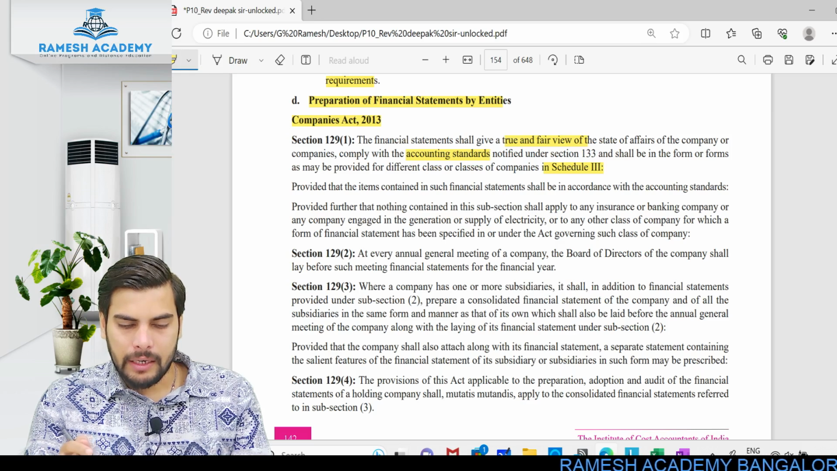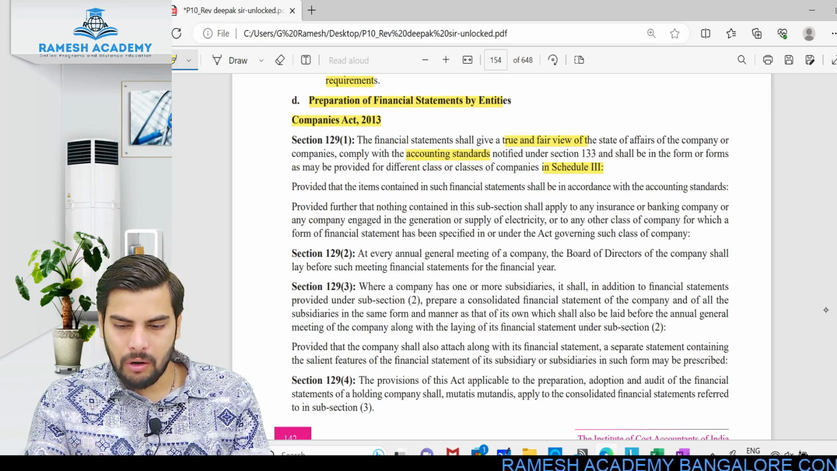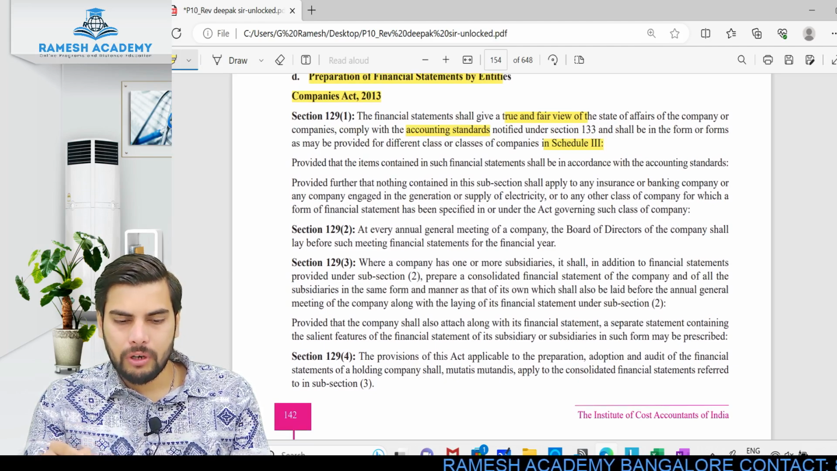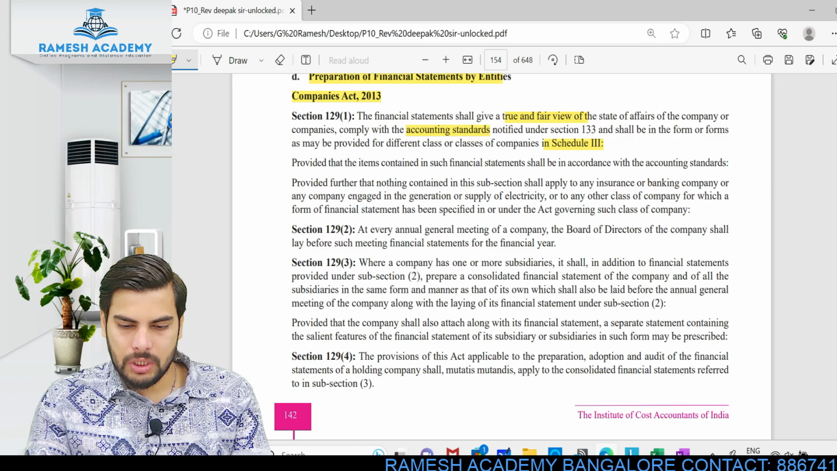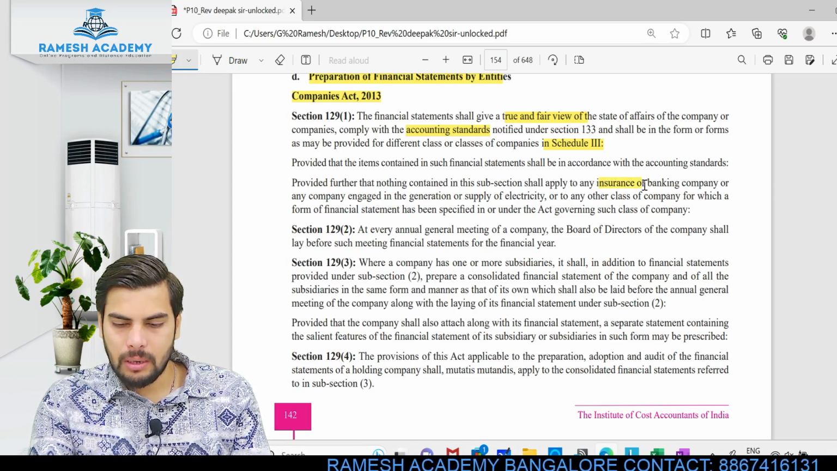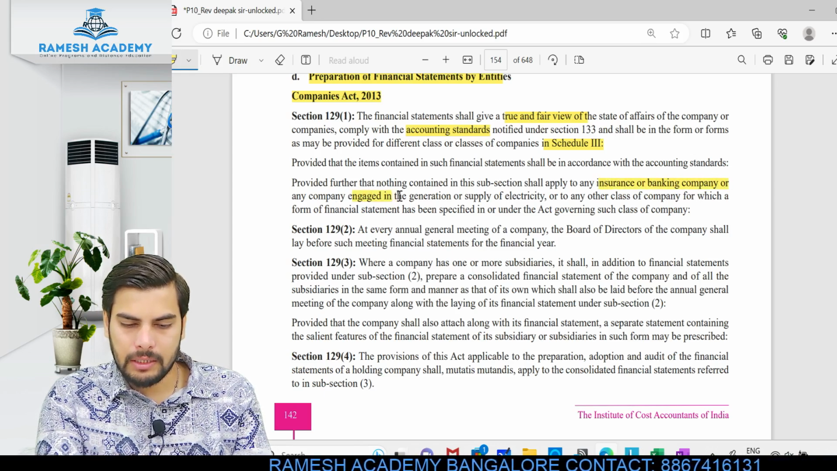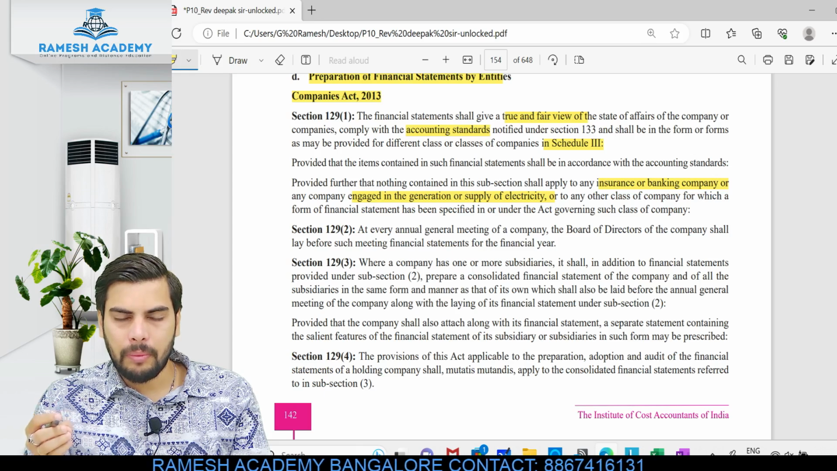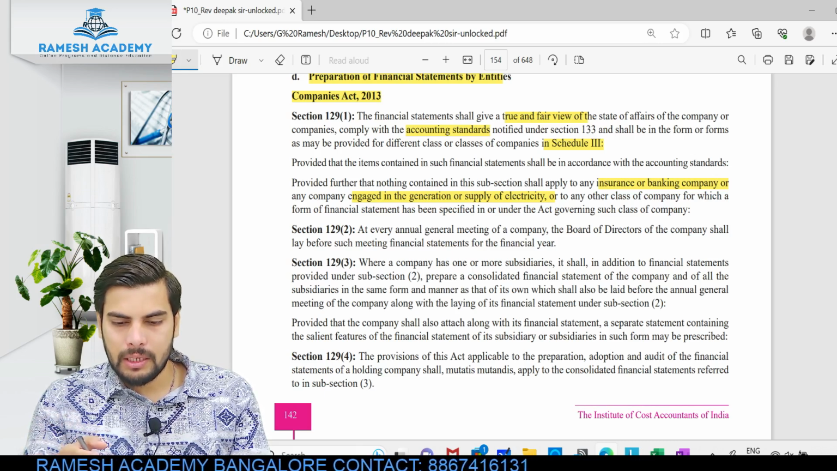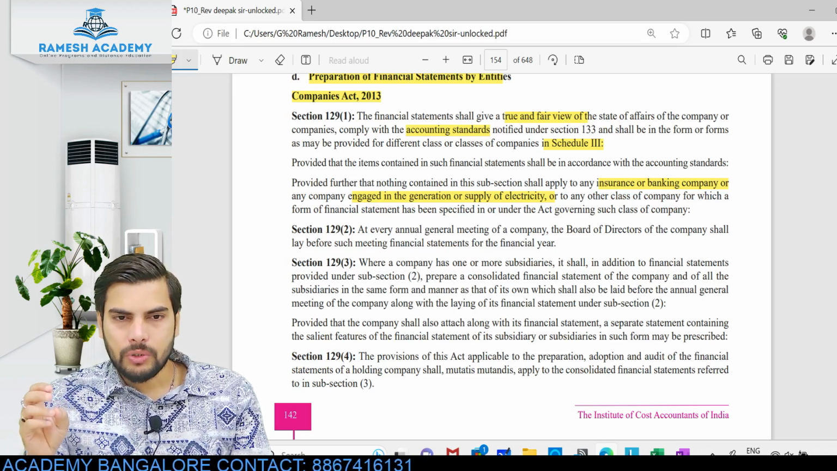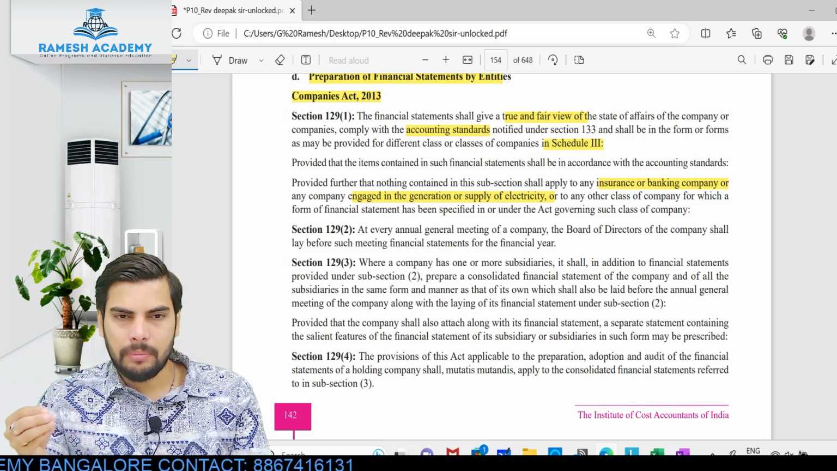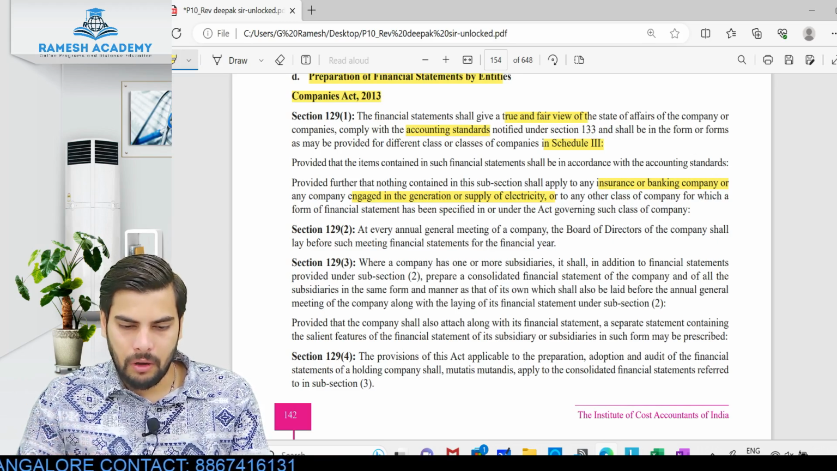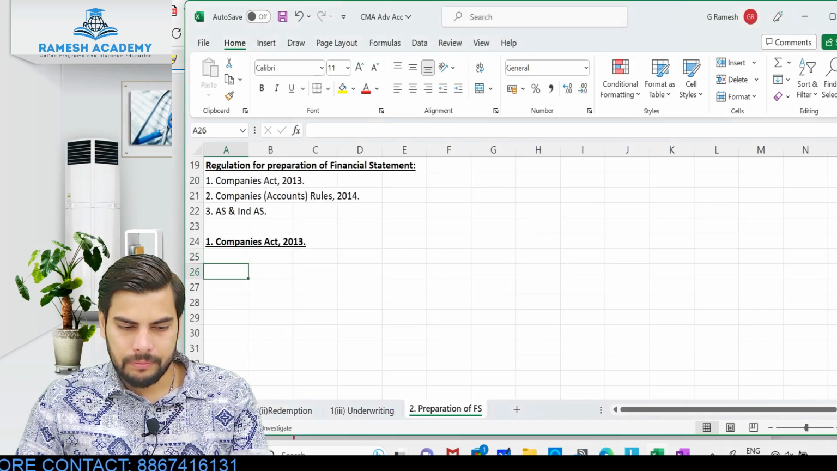Provided that the items contained in such financial statement shall be in accordance with accounting standard. Provided further that nothing contained in this subsection shall apply to which companies? Insurance company or banking company or a company engaged in generation and supply of electricity. So these companies need not prepare the financial statement as per schedule 3. This provision is not applicable for banking company, insurance company and electricity company, that is, a company engaged in generation and supply of electricity. Clear?